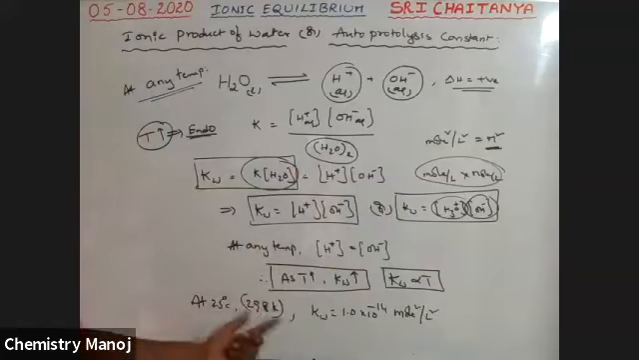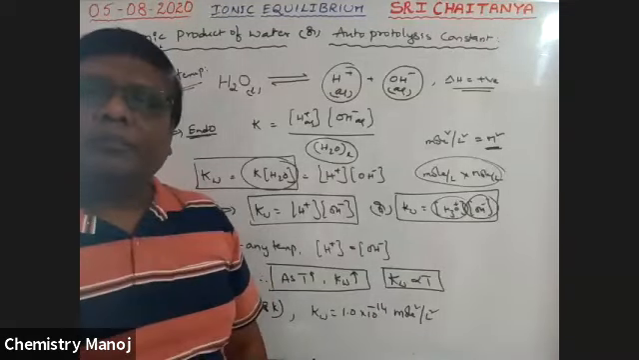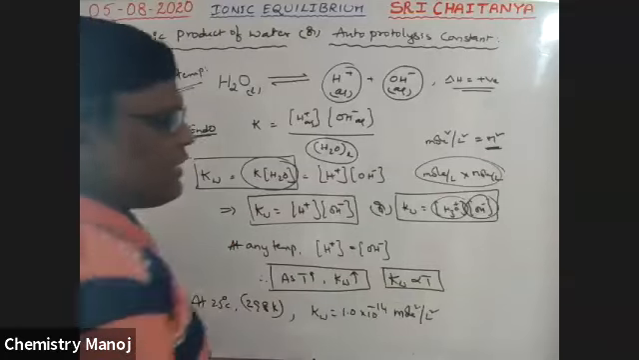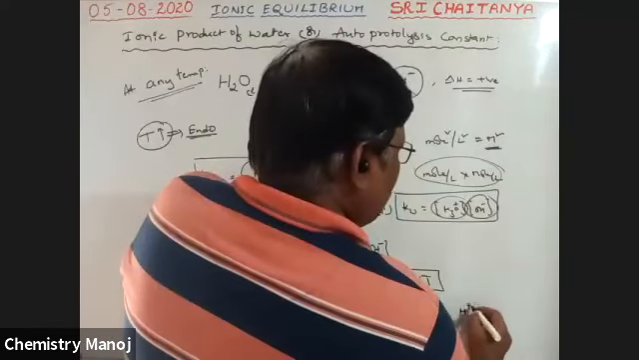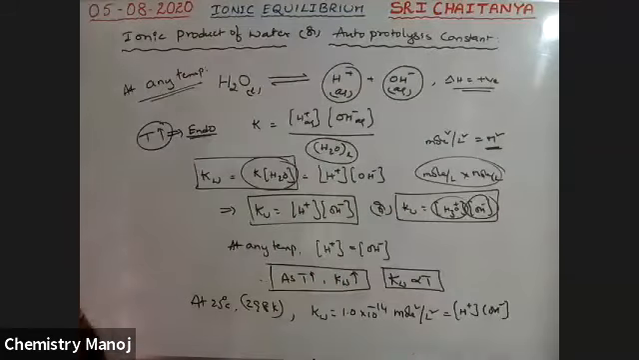So the Kw value at 25 degrees centigrade, that is at room temperature and standard condition, that is 298 Kelvin, is equal to 1.0 × 10^-14. But Kw is equal to H+ concentration into OH- concentration. H+ concentration into OH- concentration. This is very, very important.